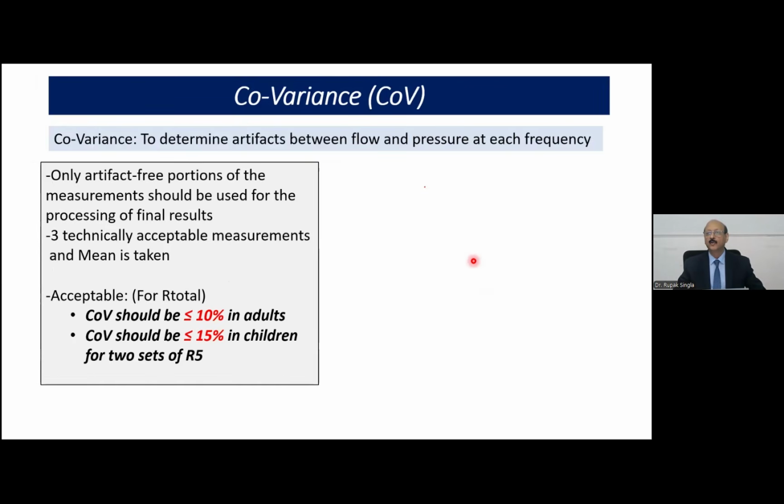There is something called covariance. Basically, it determines the artifacts between the flow and the pressure at each frequency. It also tells us the quality of the test which is done. So here what we do, we take only the artifact-free portion of the measurement, and we do 3 technically acceptable measurements, and here the mean is taken. In spirometry, we take the highest value; here the mean is taken. And we say that the effort is acceptable. For this, the CoV should be less than 10% in adults, while it should be less than 15% in children.